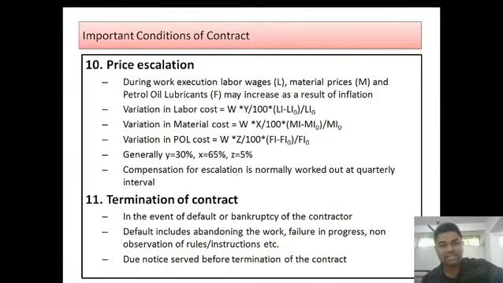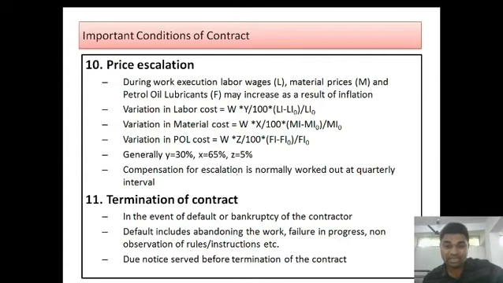The next is price escalation. When we talk about price escalation, during work execution, labor wages, let the labor wages be L, material prices be M, and the petrol or lubricant cost be F, may increase as a result of inflation. Inflation is nothing but increase or decrease in cost. We will be calculating the variation of L, variation of M, and variation of F.